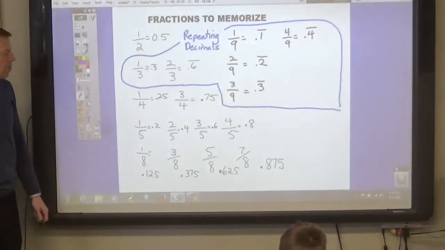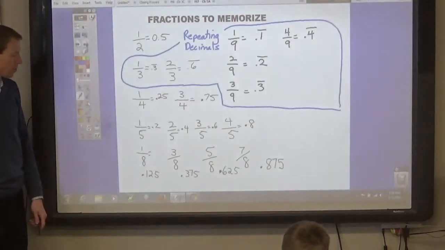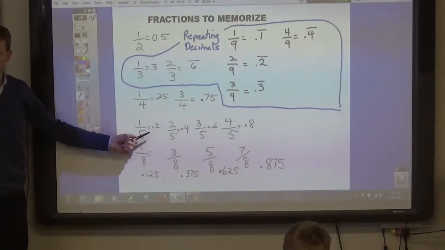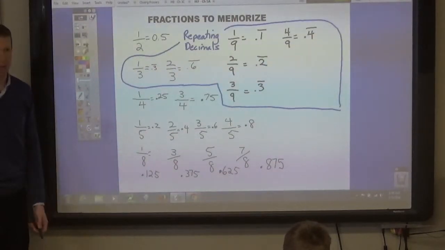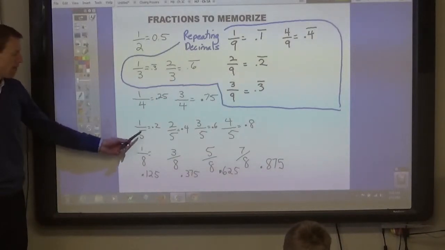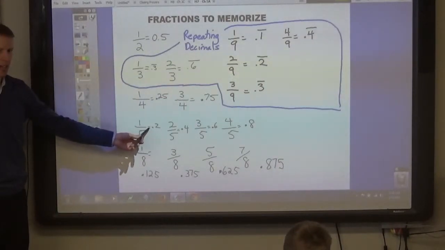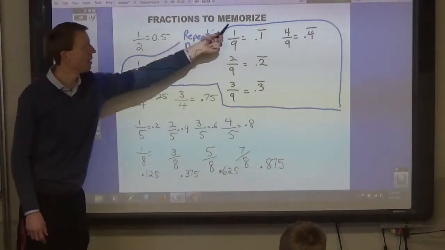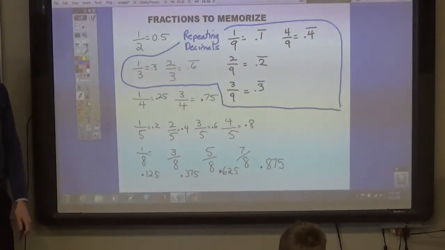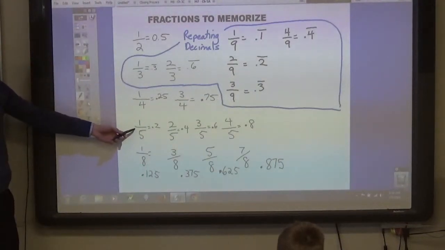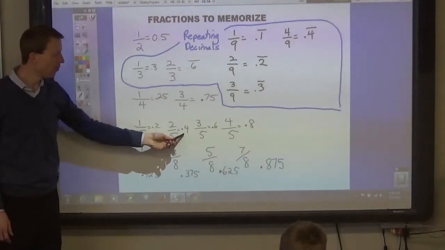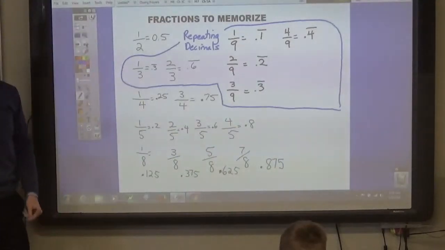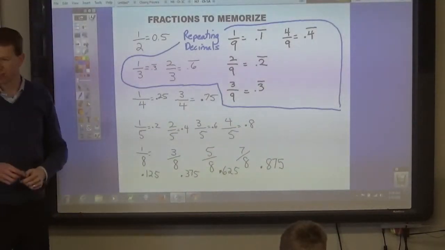1/5. I want you to memorize the fifths. 1/5, if you double the numerator and denominator, you get 2/10, right? And that's how you can remember the decimal. So 1/5 is 2/10. Make sure you're writing these down because you have to memorize them. All of these. Memorize. Okay? 1/5 is 2/10, 2/5 is 4/10, 3/5 is 6/10, 4/5 is 8/10. When you double the numerator and denominator, you get tenths. Okay?